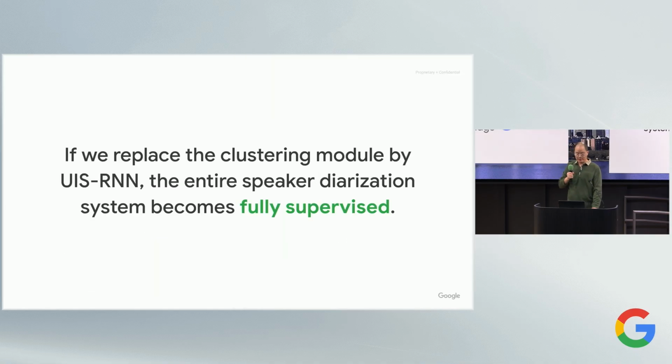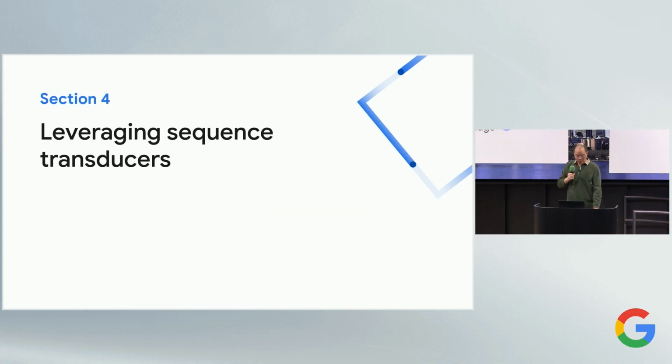So finally, we find that now we can replace the clustering module by UISRN. And now the entire speaker diarization system end-to-end becomes fully supervised, which is good, means we can always train with more data and get better performance. However, is that really the true story? That once you have a system fully supervised, you can just collect an infinite amount of data and get perfect performance? Unfortunately, that's not the case.